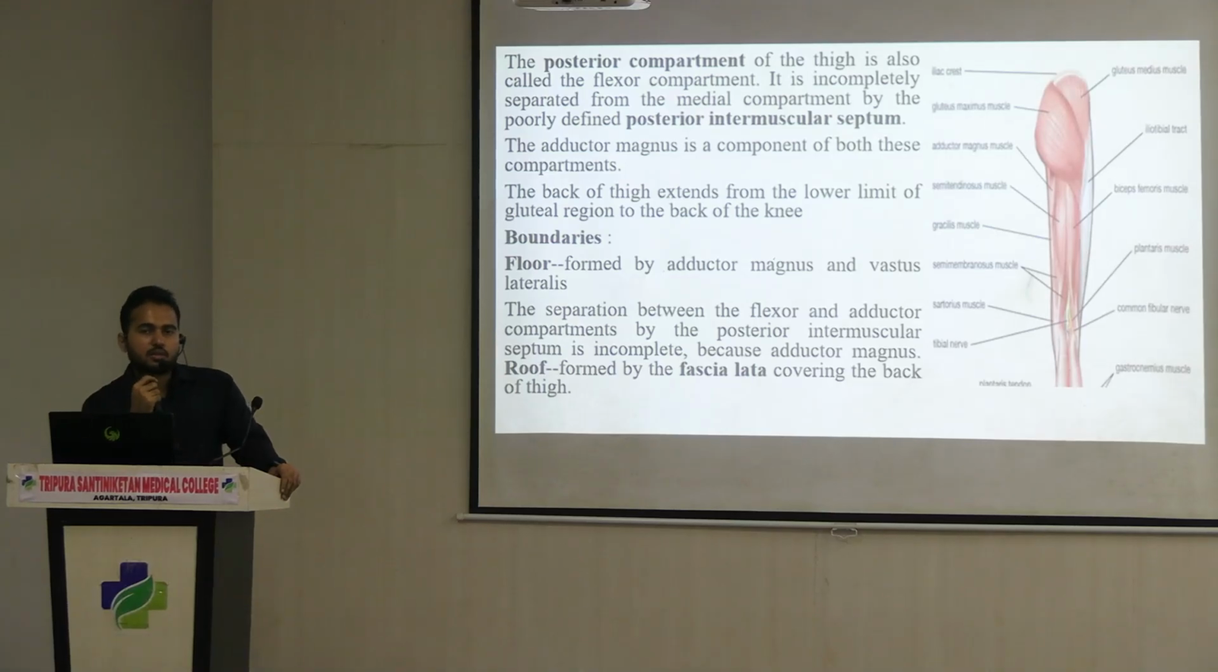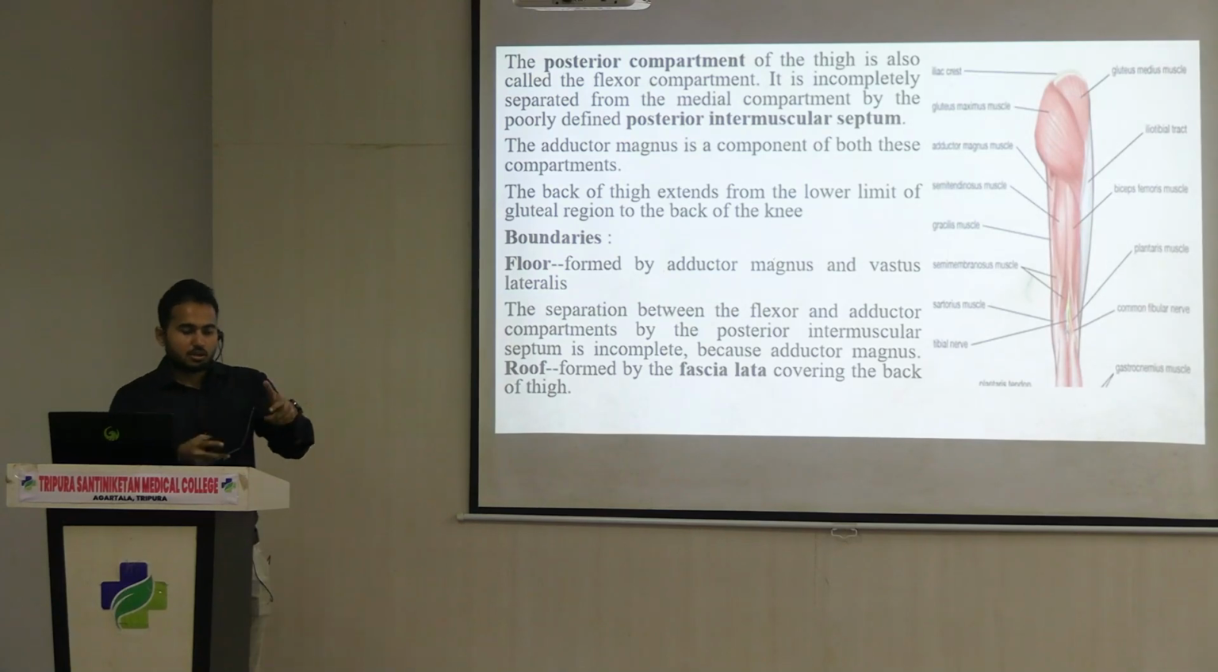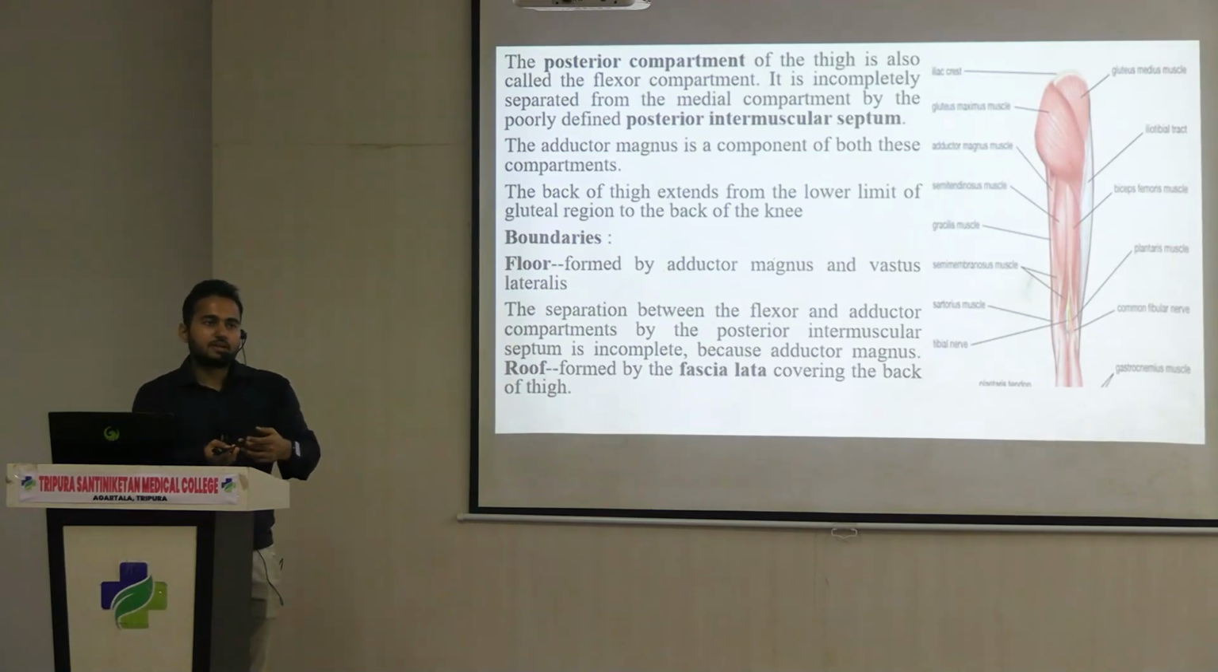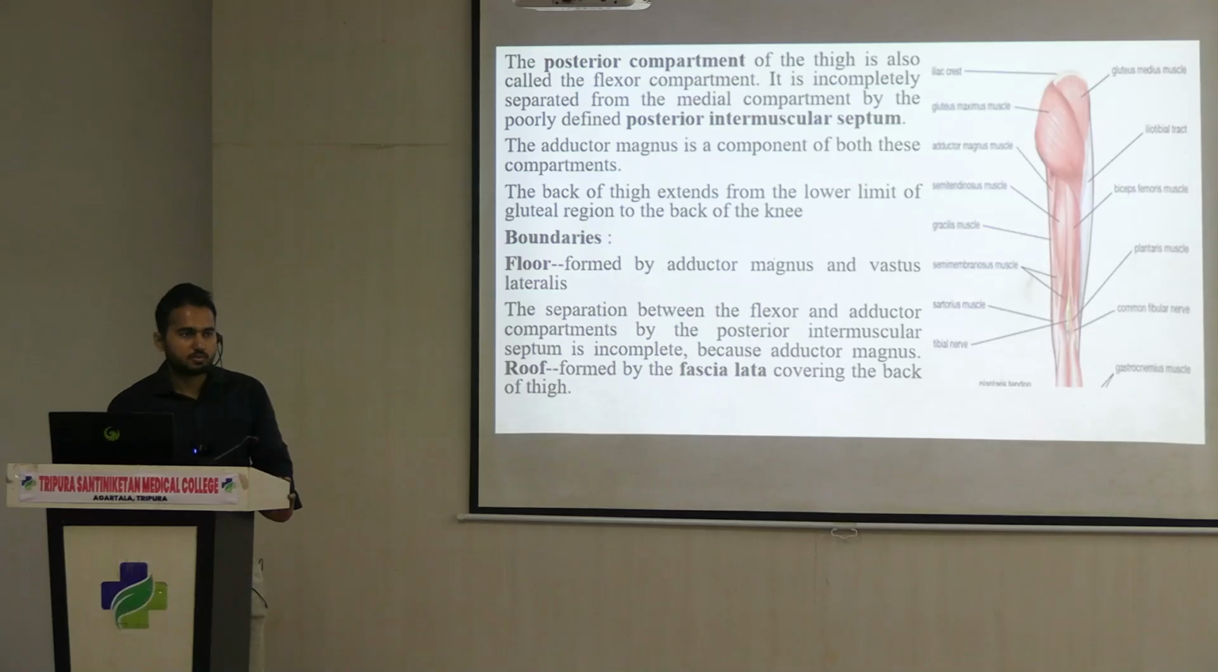Another important point: have you studied the hip bone, everyone? In the beginning, you studied the hip bone in osteology. While studying the hip bone, if you remember the ischial tuberosity, why is it important? Because the hamstring muscles which we are going to discuss take their origin from this ischial tuberosity. Without studying the ischial tuberosity, how have you completed the hip bone?